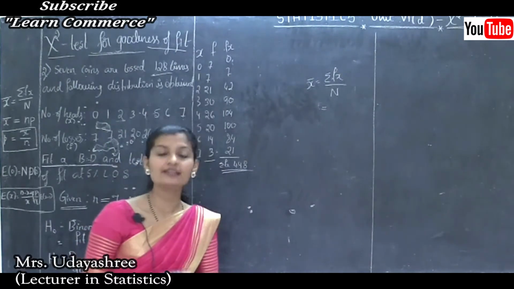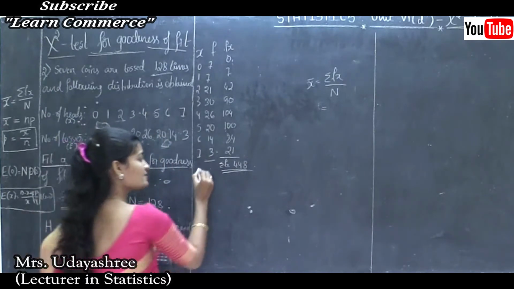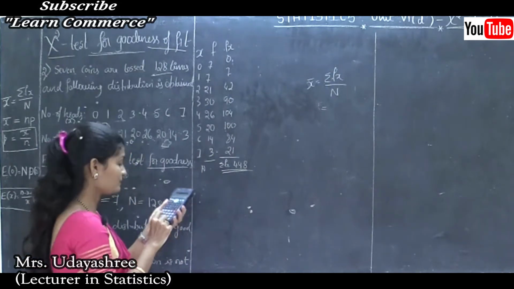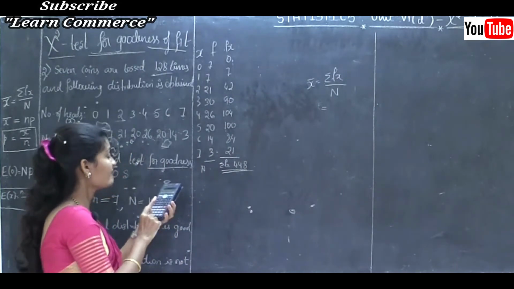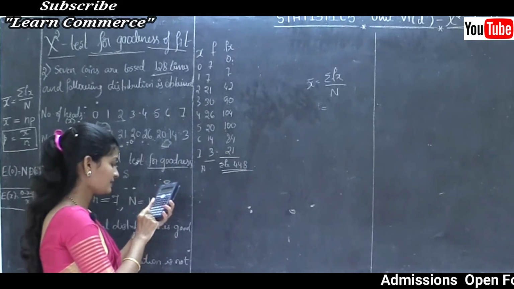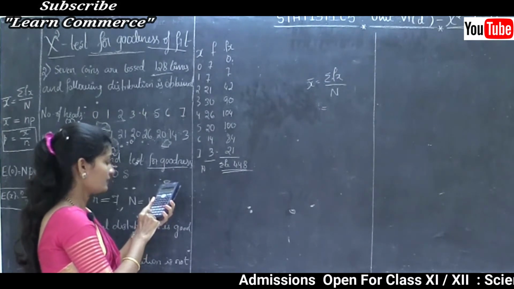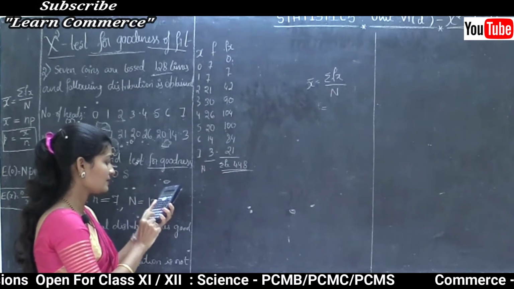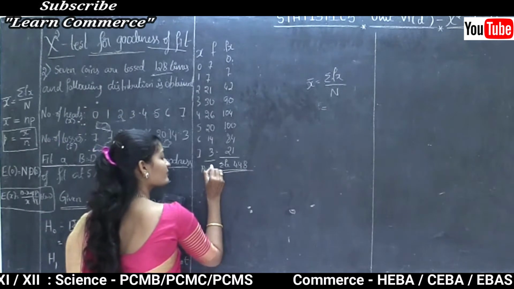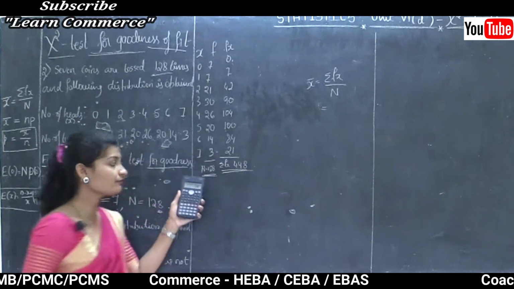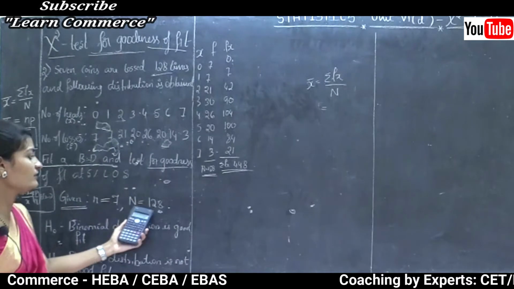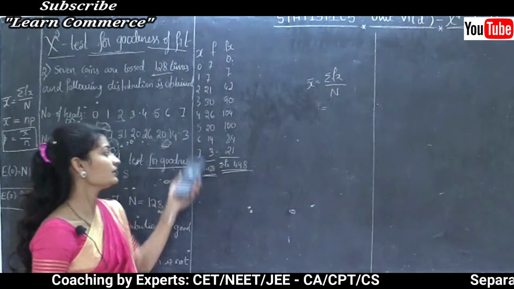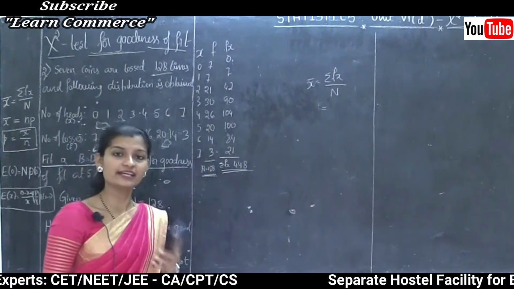What is capital letter N? Capital letter N is the total frequency. So how to find the total frequency? That is the sum of frequencies. So the observations are like this: 7 plus 21 plus 30 plus 26 plus 20 plus 14 plus 3, that is 128. Or else that value is given in the question. So either it is given in the question, or we can find capital letter N using this frequency. So here capital letter N is the total frequency.